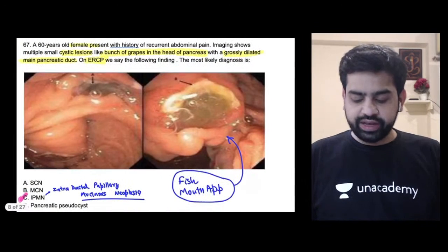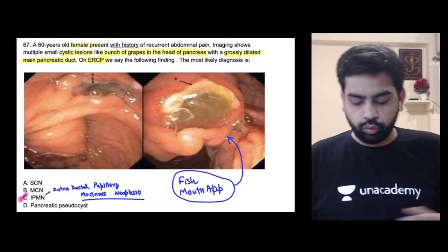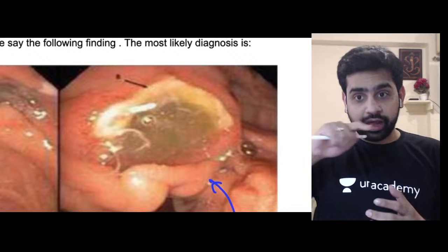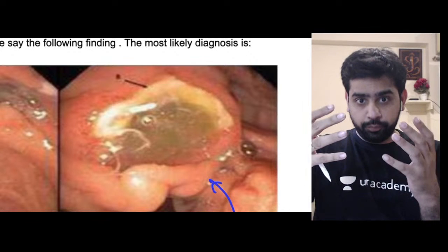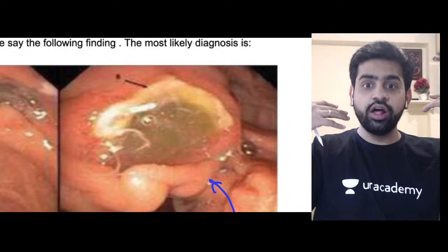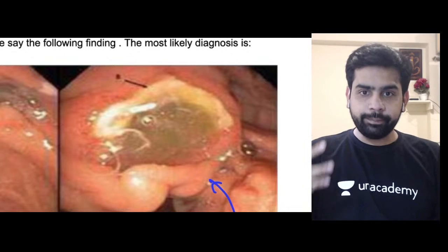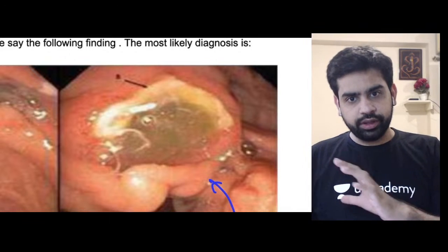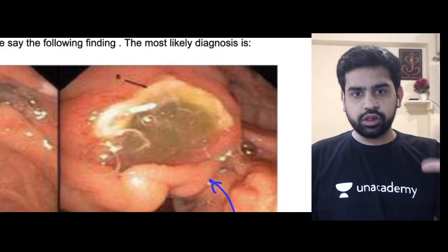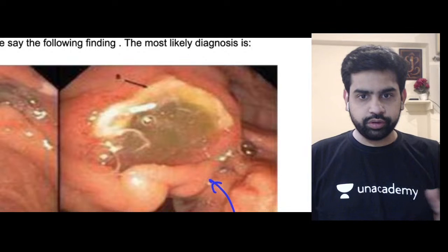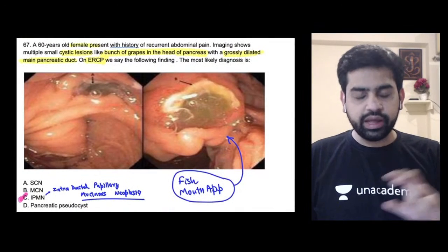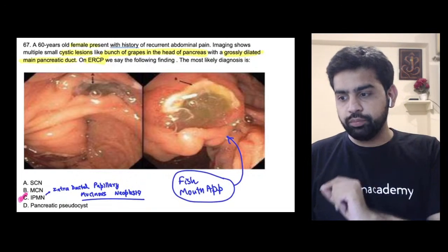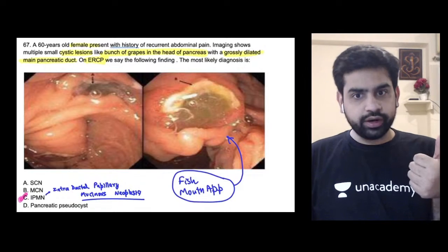Now let me finally explain why this is a fish mouth appearance. So you did an ERCP and you just cannulated the ampulla. As soon as you cannulate the ampulla, I hope you're able to appreciate that such a large amount of the copious mucinous secretion which was present in the main pancreatic duct just came out. And it gave an appearance of a fish mouth, as if the fish is opening its mouth. So that is why it is called a characteristic fish mouth appearance on the ERCP, and it is a very characteristic thing of IPMN, that is intraductal papillary mucinous neoplasia. I hope you understand this particular point, guys.